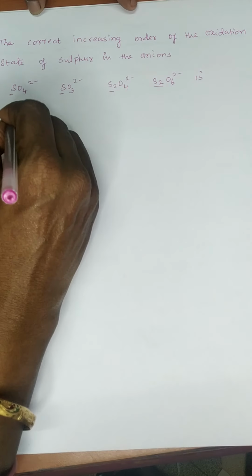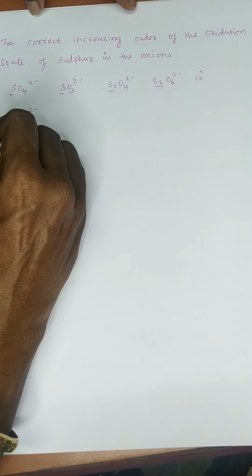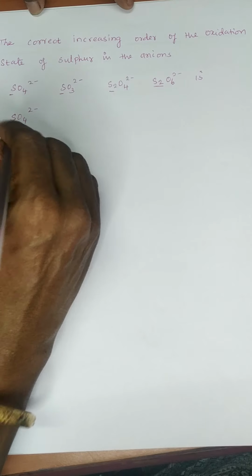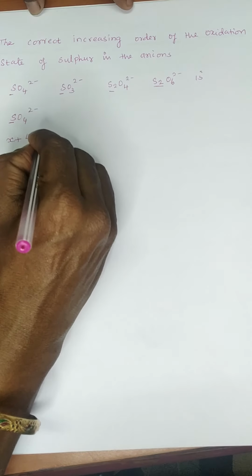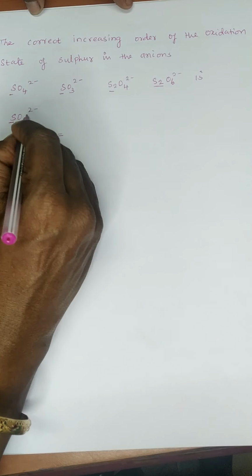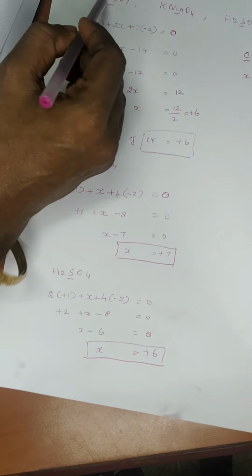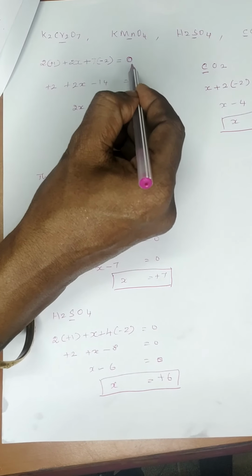Let us first see SO4 2 minus. We don't know the oxidation state of sulfur, which is taken as X. 1 sulfur is there, so 1X plus 4 oxygen atoms, 4 into oxidation state of oxygen minus 2, equal to minus 2. The net charge here is minus 2, so we have to put minus 2. In the earlier compounds, there is no charge. All are neutral compounds, so we put equal to 0.